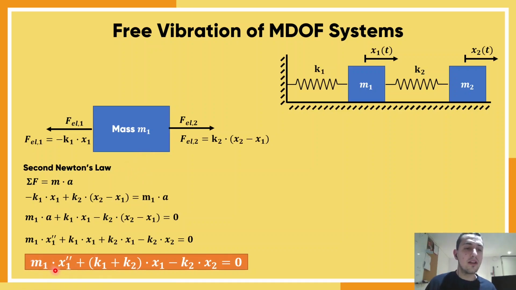That is, mass number 1 times acceleration, and note here that acceleration is being described as the second derivative of displacement, and now plus a factor that is k1 plus k2 times x1 minus k2 times x2. And again, x1 and x2 are the displacements of the two masses, k1 being the stiffness between the support and the first mass, and k2 being the stiffness between mass 1 and mass 2.